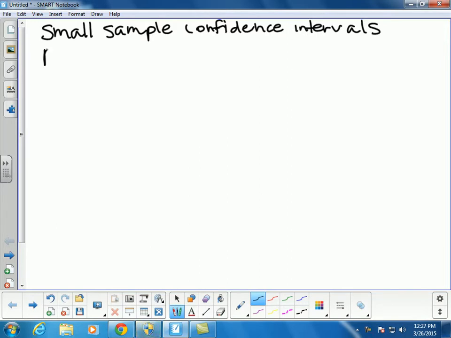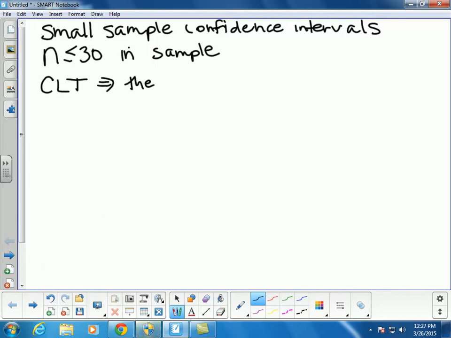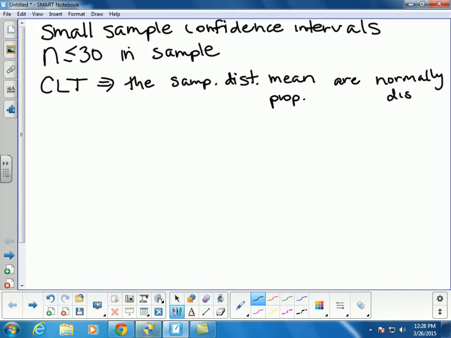Small sample means that you have less than or equal to 30 in the sample. Okay, and the central limit theorem says that the sampling distribution of the mean, which we've talked about a few times in past lectures, and proportion, right, both of them, are normally distributed. But the problem is that when n is less than or equal to 30, they're not perfectly normally distributed. They're somewhat normally distributed.